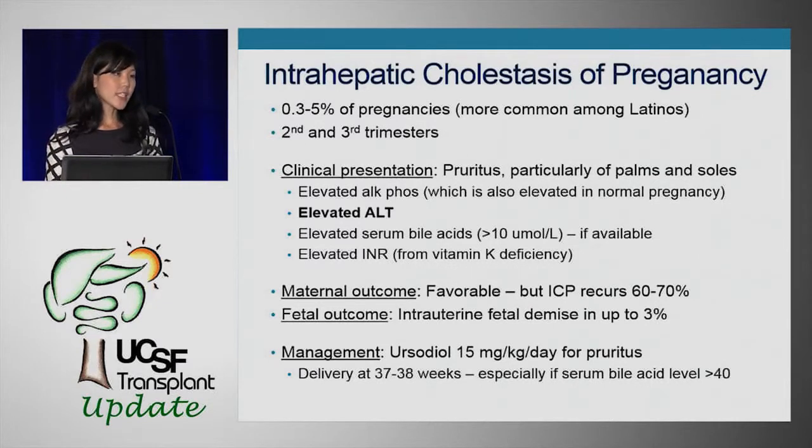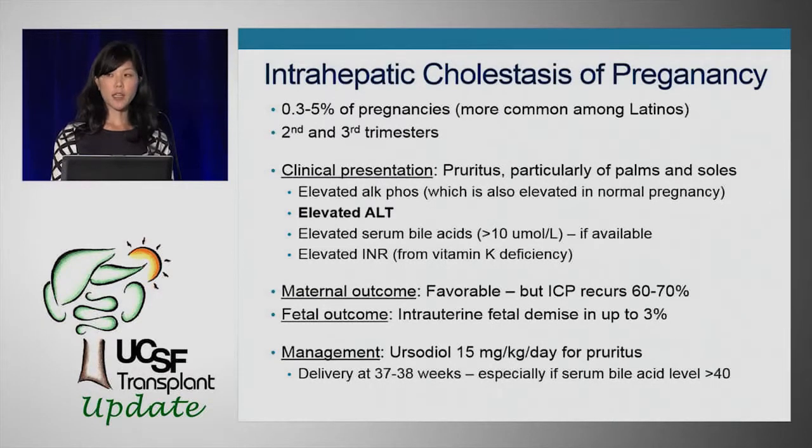The alkaline phosphatase will oftentimes be elevated in ICP, but it is also elevated in pregnancy, and so it's not a very sensitive or specific marker for the diagnosis. What is an elevated ALT. Serum bile acids, if it can be drawn in your center, are useful, but they oftentimes come back a week later. But a serum bile acid greater than 10 can help you make the diagnosis.